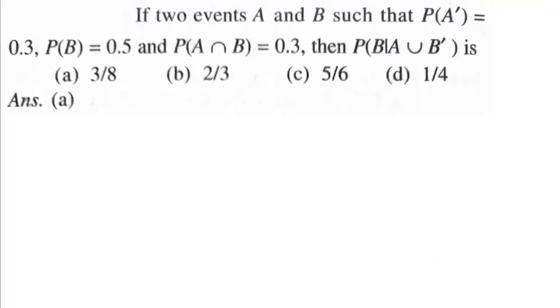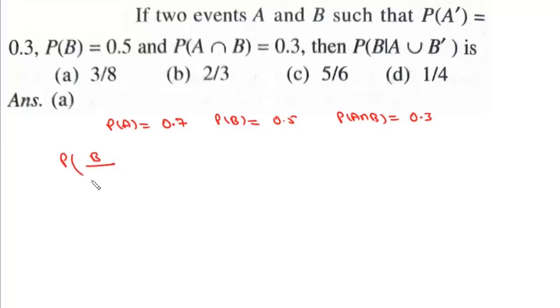Now the question is, two events A and B are such that P(A dash) is 0.3. That means P(A) is 0.7, probability of B is 0.5 and probability of A intersection B is 0.3. Now we need to find this probability B upon A union B naught. Now this is probability of (A union B naught) intersection B upon probability of A union B naught.